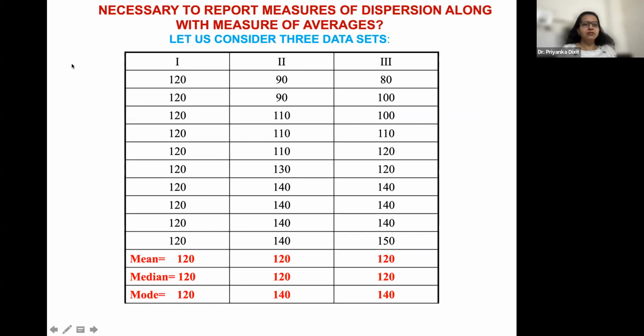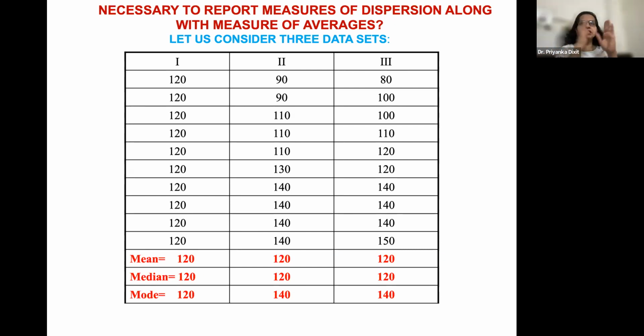Let's say we have three data sets: data set 1, data set 2, and data set 3. Just assume this is the blood pressure of the individuals. In one data set, I have measured the blood pressure, and fortunately, everyone's blood pressure was 120. You have collected 10 different individuals, you have measured their blood pressure and you found 90, 90, 110 like that. For the third, we found 80, 100, 100 like that.